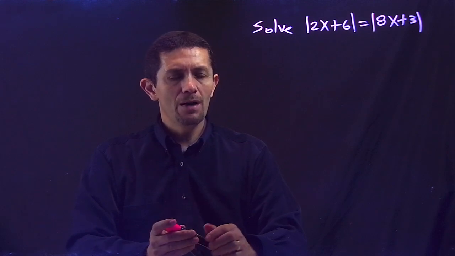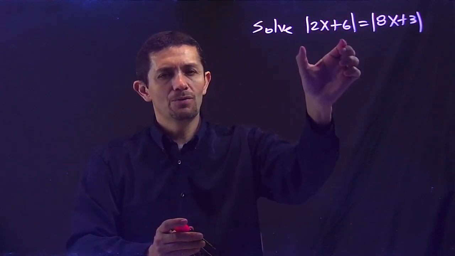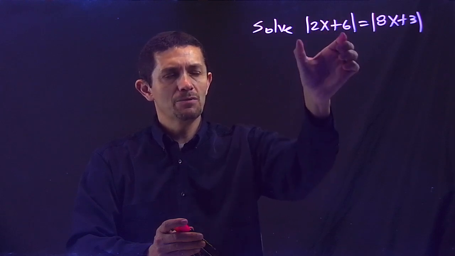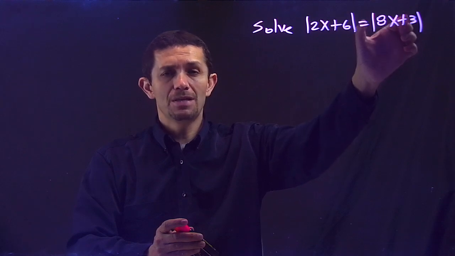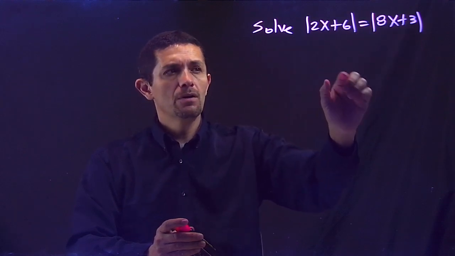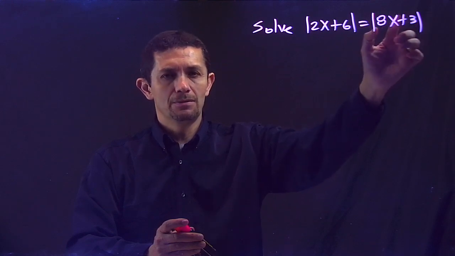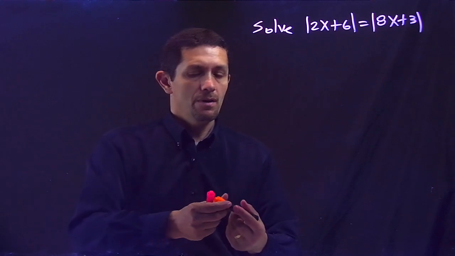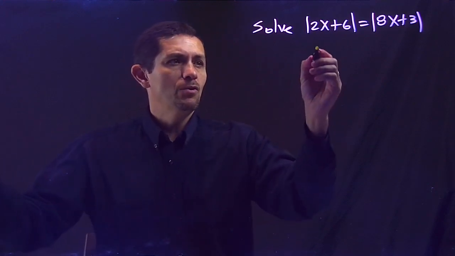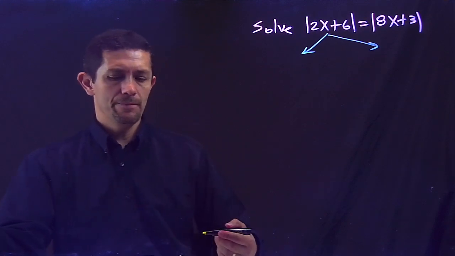The main absolute value is on this side. That's my main absolute value. The way I solve absolute values is that this absolute value is going to be equal to a positive version of this, or this absolute value is going to be equal to a negative version of this. So my main absolute value is this part, and I'm going to break this into two parts.